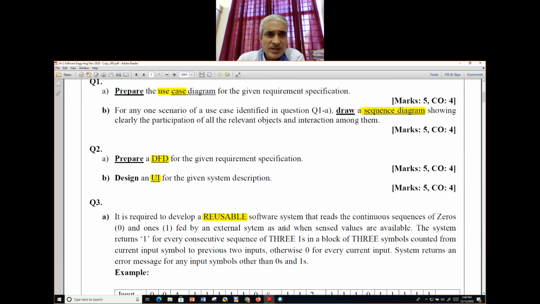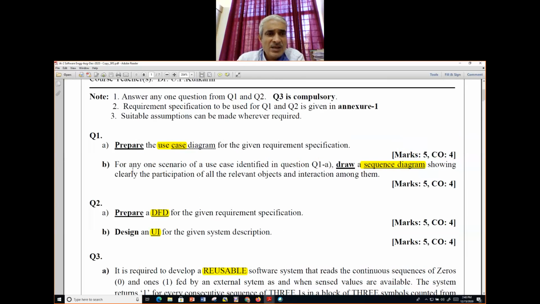For any one scenario of the use case, I mean, first you have to tell which use case you are picking. Consider the use case of withdrawal of money. I think that's the best example that we have taken, right? For any one scenario, write a sequence diagram. How do you write a sequence diagram? When you write a sequence diagram, you need to mention the use case and a scenario, right?